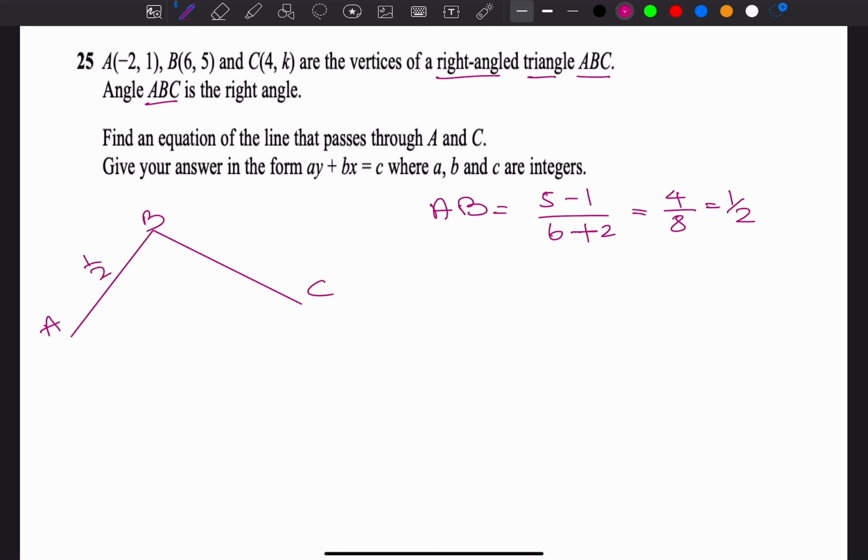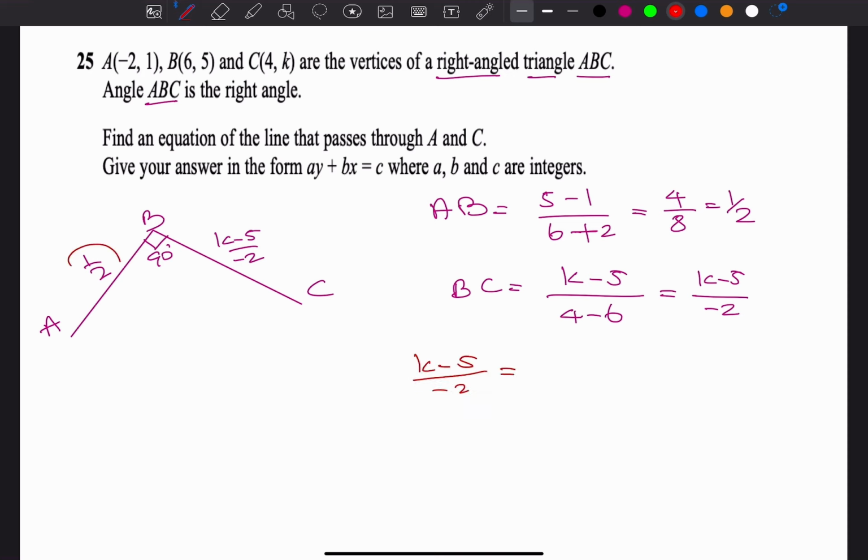And what's the BC gradient now? BC is change in y over change in x: k minus 5 over 4 minus 6. k minus 5 over what number? Minus 2. These two are perpendicular, 90 degrees. So I don't want to switch the k minus 5 over minus 2, it's a bit tricky. I'll switch this guy. So 1 over 2, you switch it, 2 over 1, but it's opposite and minus. So minus 2.